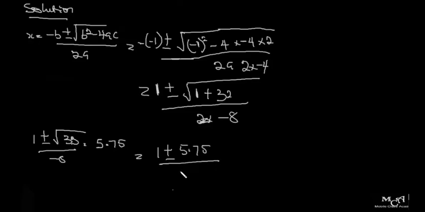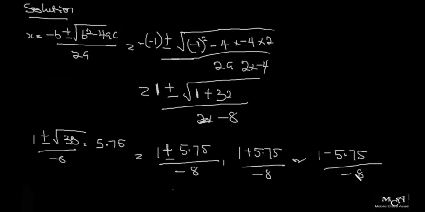So we have this expression to give us 1 plus or minus 5.75 over minus 8. Because of the plus and minus, we are going to break this expression into two, which are 1 plus 5.75 over minus 8, or 1 minus 5.75 over minus 8. This will give us 6.75 divided by minus 8, or minus 4.75 divided by minus 8.